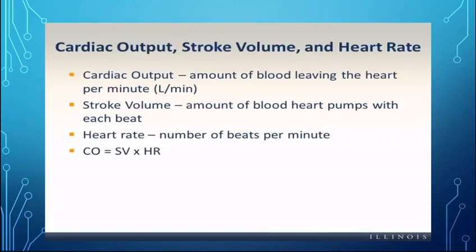Now come to the cardiac output. That is the amount of blood leaving the heart per minute. It means how much blood is leaving your heart in 1 minute, and we can calculate it by multiplying the stroke volume by the heart rate. What is a stroke volume? It is the amount of blood the heart pumps with each beat, while heart rate is the number of beats per minute.